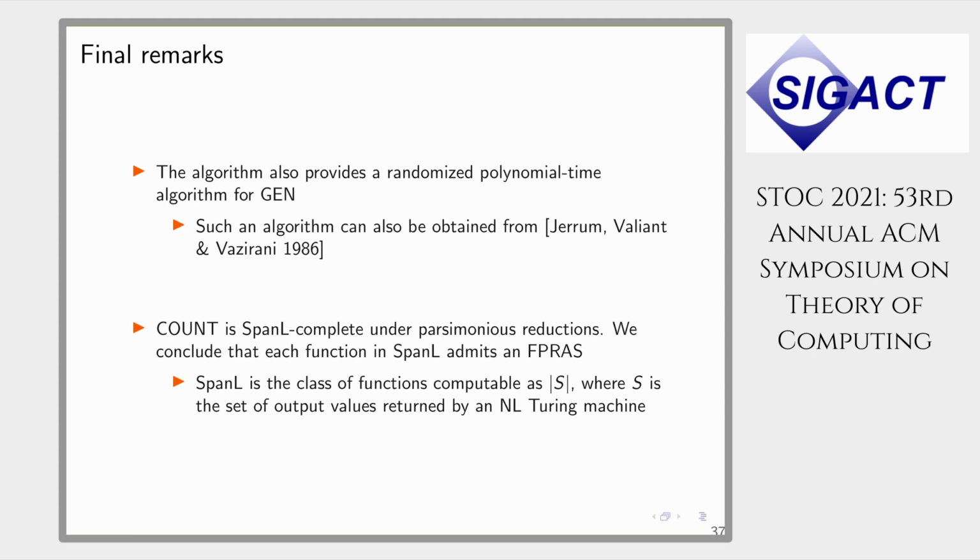But such an algorithm can also be obtained from the classical results from Jerrum, Valiant, and Vazirani, because the problem that we are considering, when you represent it as a relation, is self-reducible. Something also interesting is that count is #P-complete, but it's also SpanL-complete under parsimonious reduction. Recall that SpanL is the class of functions computable as the cardinality of a set S, where S is a set of output values returned by an NL Turing machine. So you count the number of distinct outputs of a non-deterministic logarithmic-space Turing machine.